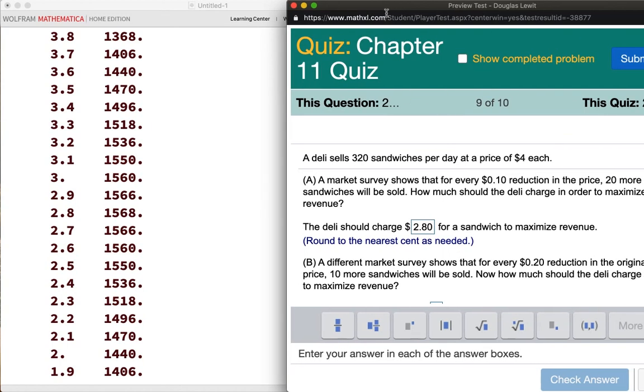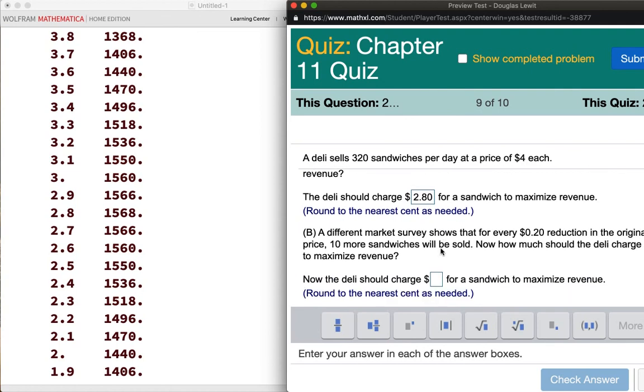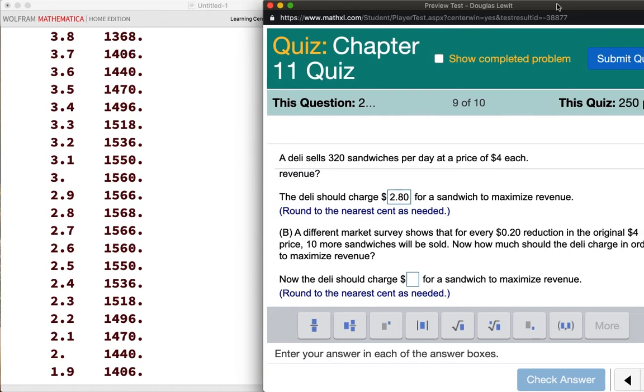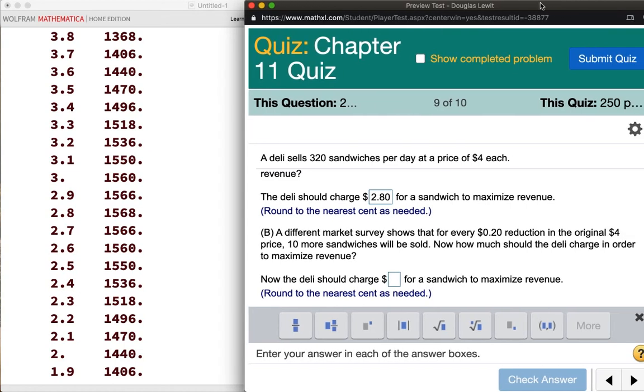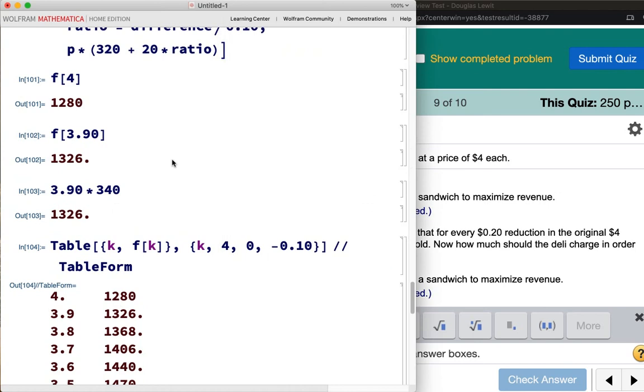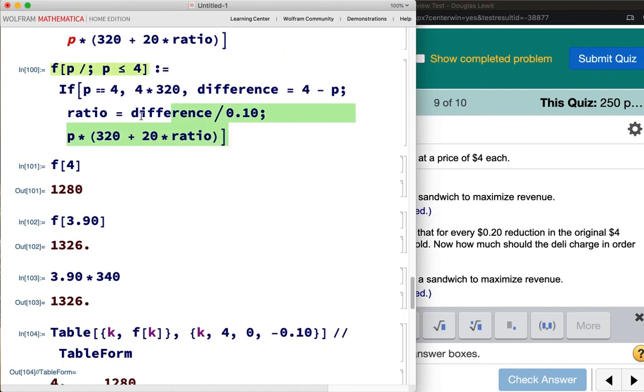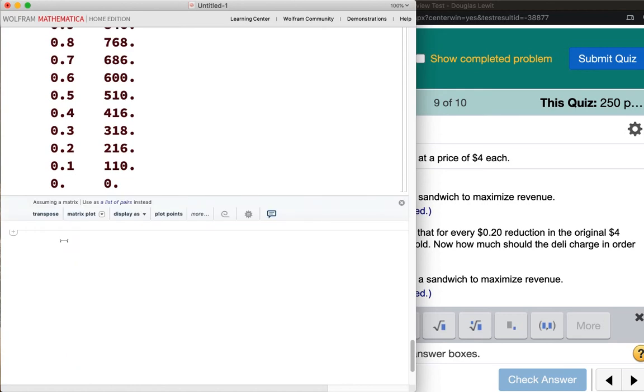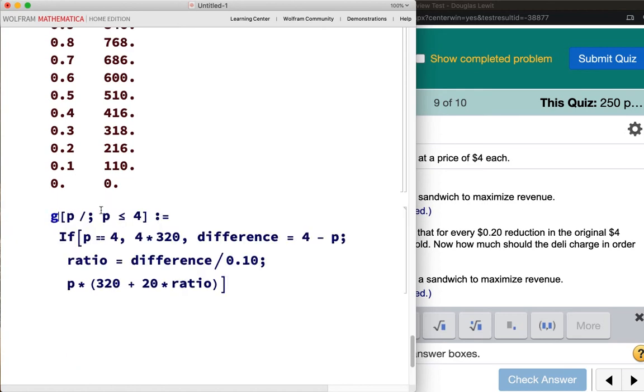A different market survey, this is part B, a different market survey shows that for every 20-cent reduction in the original $4 price, 10 more sandwiches will be sold. Now, how much should the deli charge in order to maximize revenue? Okay, so this is actually a little bit of a different problem, but it's similar. We can use the same function. We'll just have to change it a little bit. Okay, copy, paste. Let's call this function G.